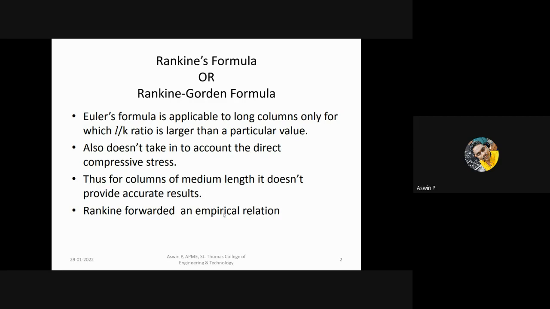Thus, for a column of medium length, Euler's equation doesn't provide accurate results.